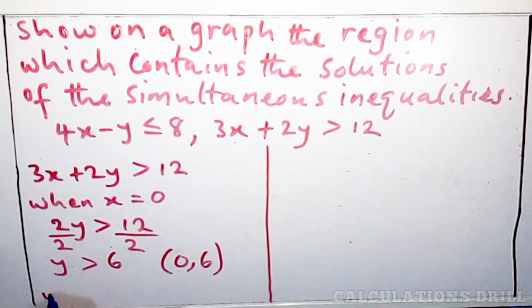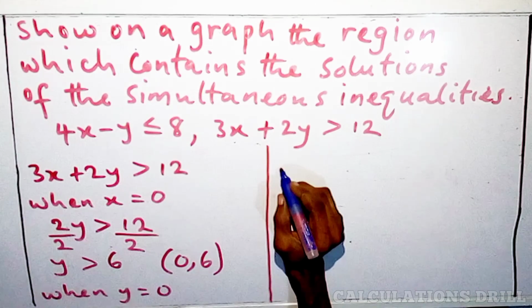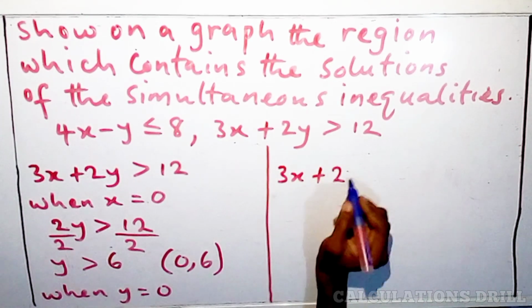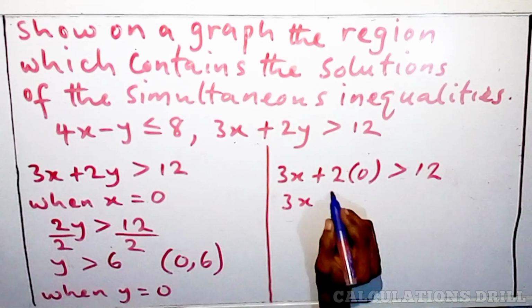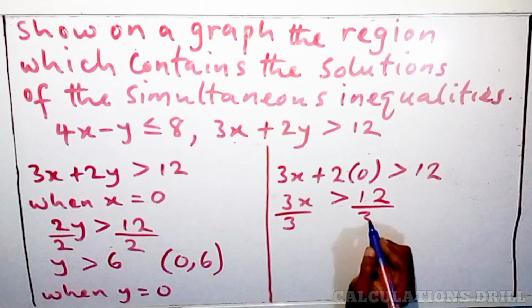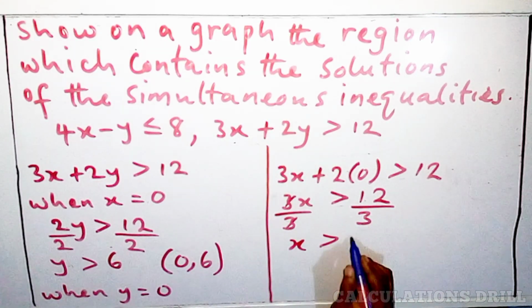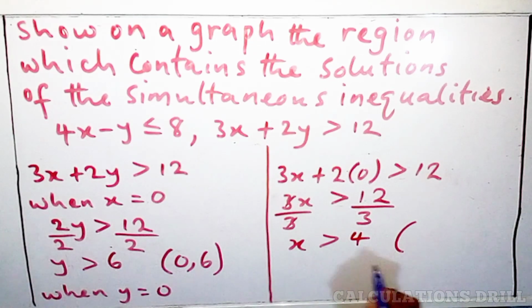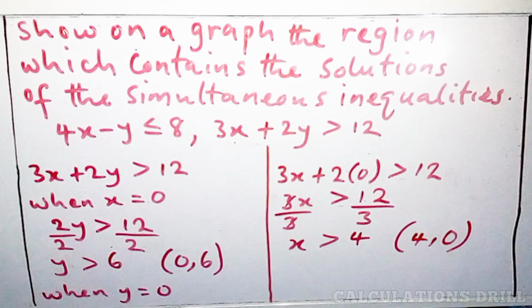So when y is equal to 0, let's get the value of x, so that we can equally write down the coordinates. It's the coordinates we'll use to plot our graph. Very, very important. When we did that, x gave us 4. So our coordinates are 4 and 0. Now let's go to the graph section.